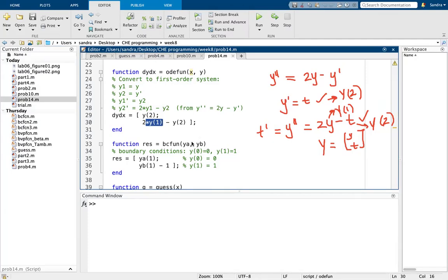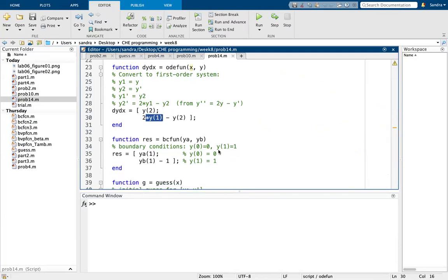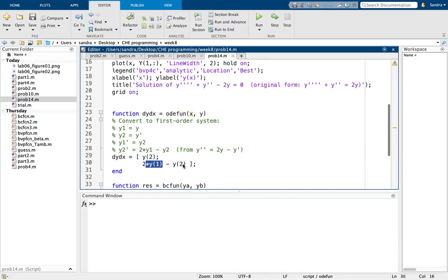I hope this is clear. So it will be y2 minus, the next equation will be 2 times y1 minus y2, whatever we have derived here. I hope this is clear. So now we have to write the boundary condition, y of 0 is equal to 0. Since it's display, both the indexes will be 1. And you take the 1 to the other side, y of b1 is minus 1 equal to 0.